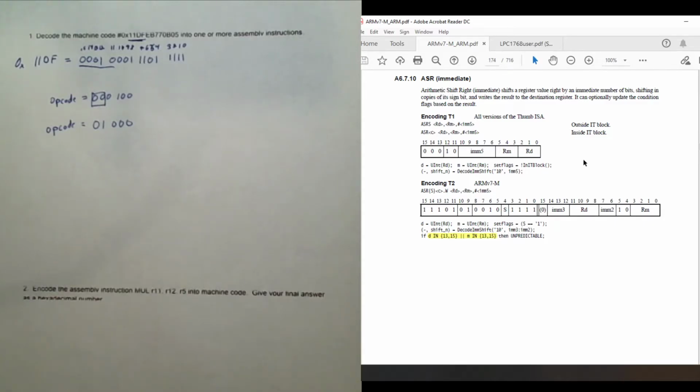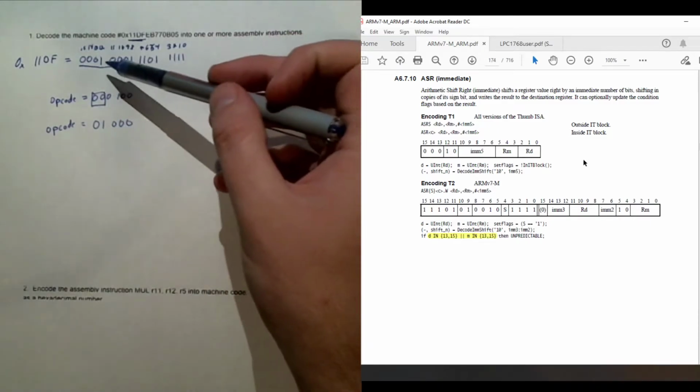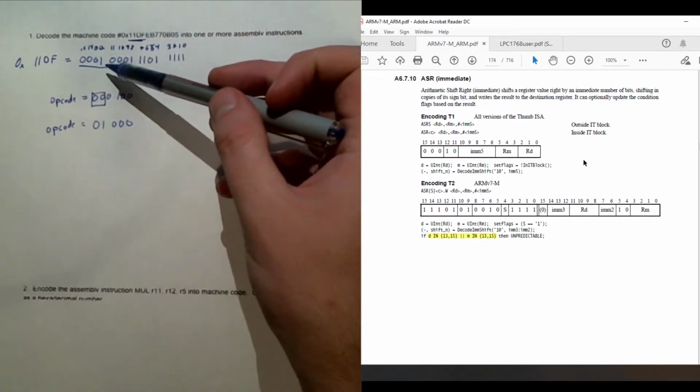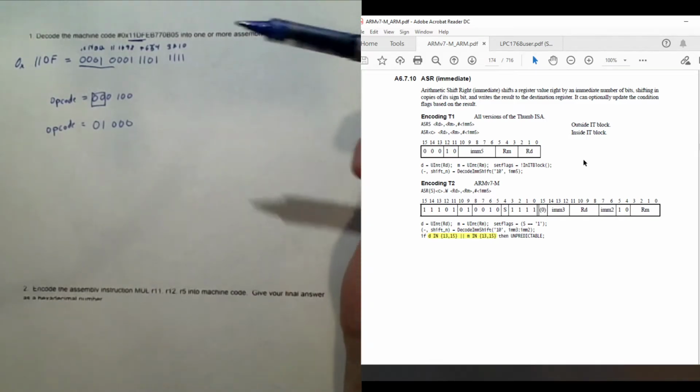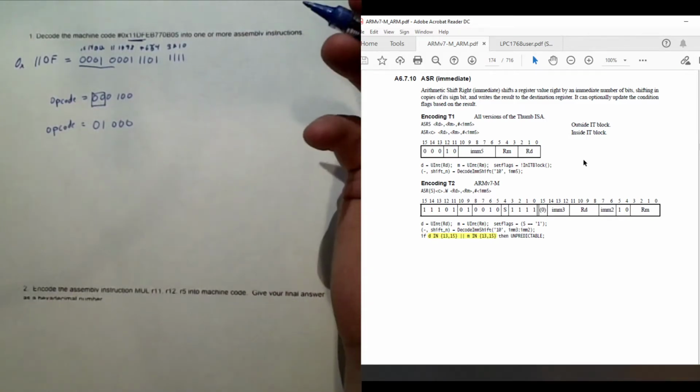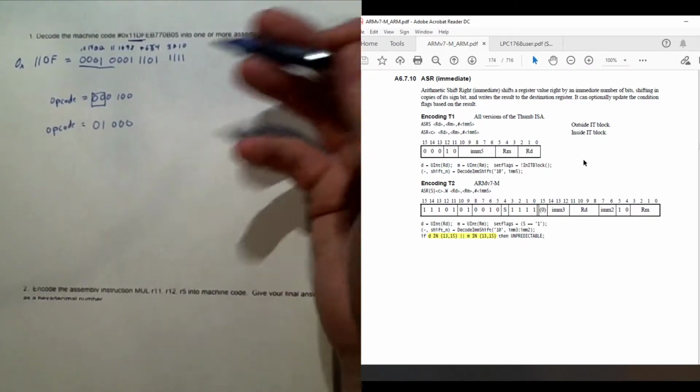So at this point, I know it's a 16-bit instruction, and we're going to assume that this is the outside IT block format. So if you see 2 things there, you can assume the first one is the one that's going to work. We can see that the first 5 bits match what we have here. So 00010 matches this encoding.